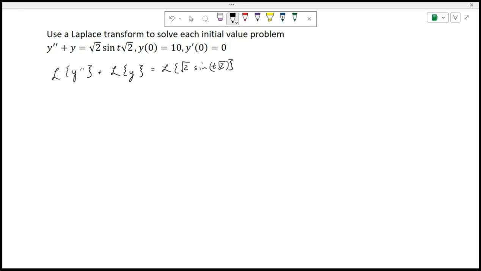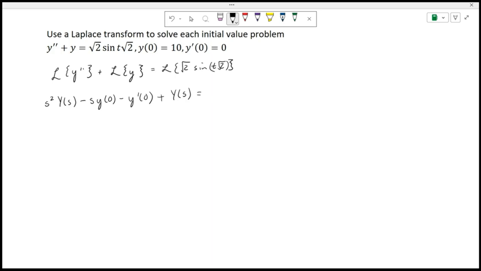Okay, so the Laplace of the second derivative is going to be s squared times y of s minus s times y of 0 minus y prime of 0. And that right there is why we need those initial conditions. Okay, so there's my Laplace of the second derivative, and the Laplace of y is just y of s. And now I've finished off that left side.